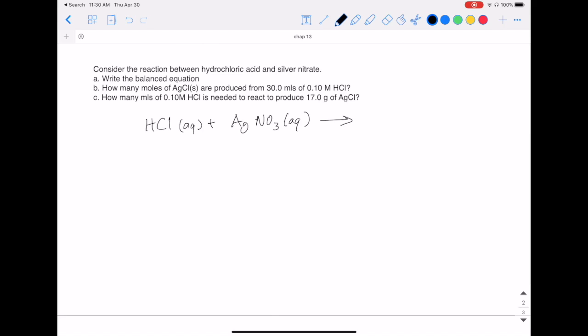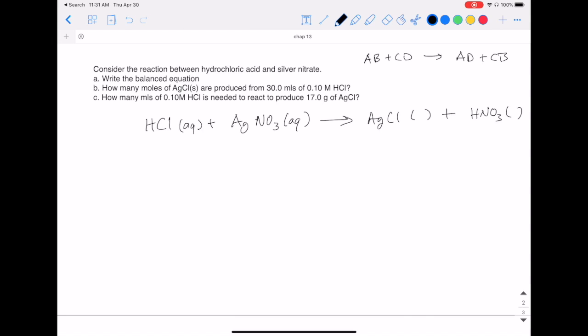Here's where you need to remember one of the other concepts we've talked about, which is the types of reactions. When you have this kind of reaction, this is a double displacement reaction, where you have the pattern of AB plus CD forming AD plus CB. And so we're swapping the cations in this case. So that's what we will do. We would get AgCl and HNO3.